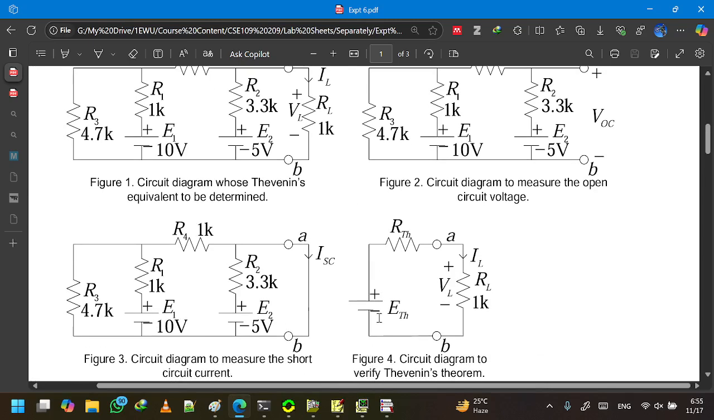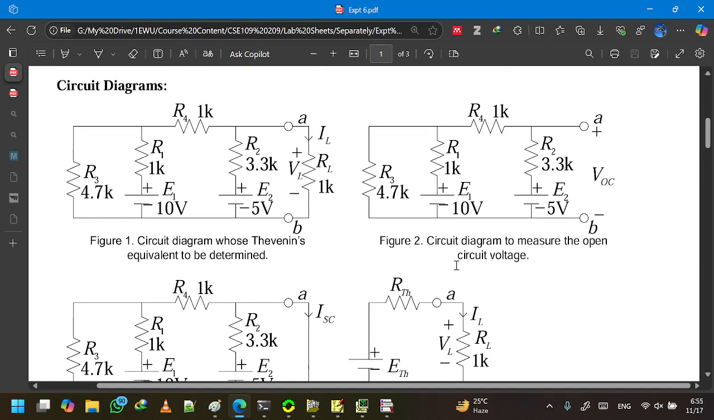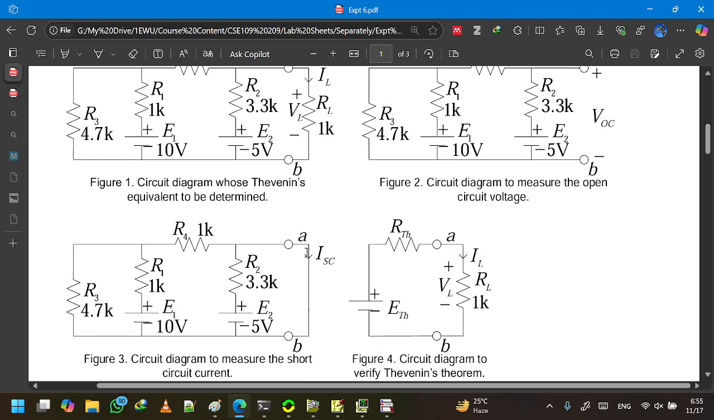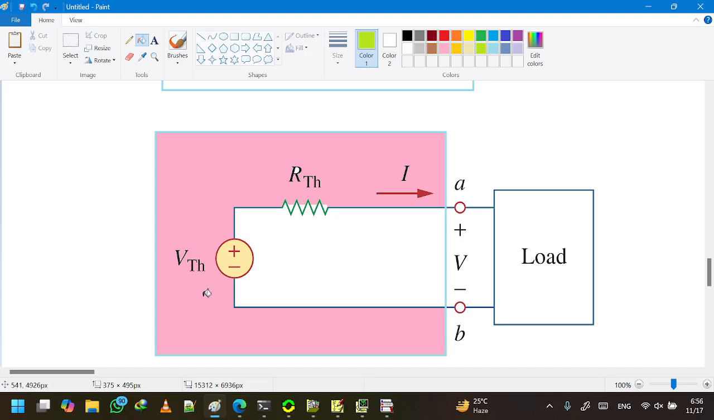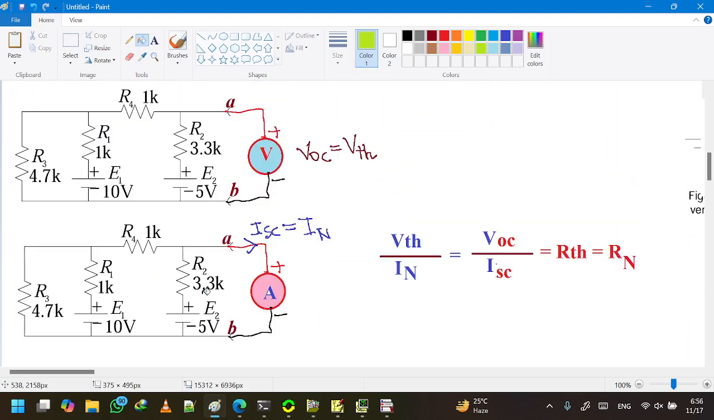So how do we come up with specific values of ETH and RTH so that these two values come the same? The trick is we need to open the two terminals and connect a voltmeter as we have discussed earlier. It will give us the VTH, and the short circuit current, the ammeter reading, will give us the IN. The ratio of VTH and IN will give us the RTH, and ETH is equal to the open circuit voltage VOC, as shown in this figure. This figure pretty much summarizes everything.